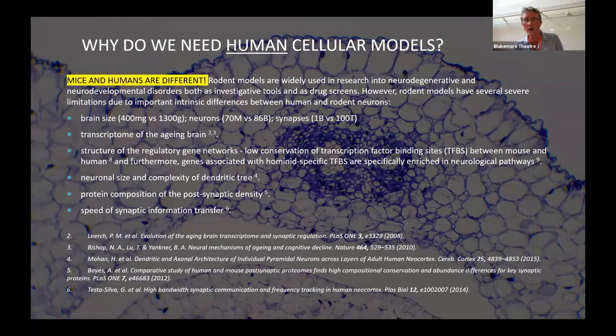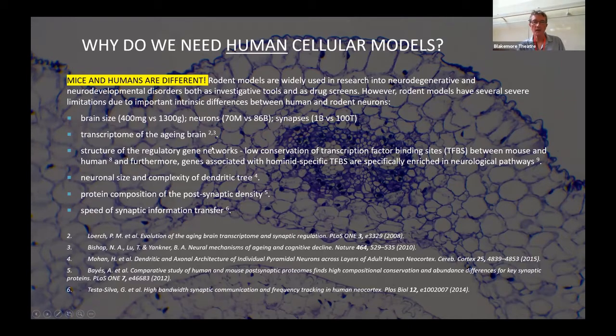But why do we need a human cellular model? So it may strike you as blindingly obvious, but actually mice and humans are different. But they're different in really important ways. And considering how dominant rodent models have been, both in vivo and in vitro, it's important to try and assess what those differences are and why we therefore need to have human cellular models. First of all, brain size. Clearly, there's about a thousandfold difference between that of a mouse brain and a human brain. The number of neurons as well is about a thousandfold difference, 70 million versus 86 billion. Real difference is the number of connections, the number of synapses, about a billion in rodents and 100 trillion in the human.